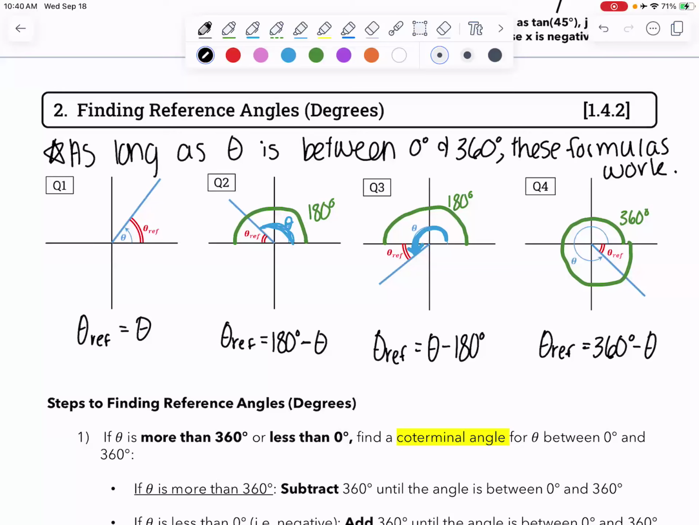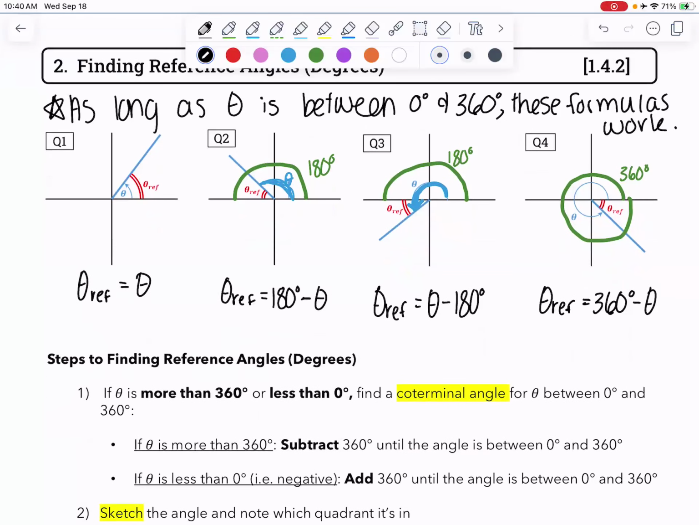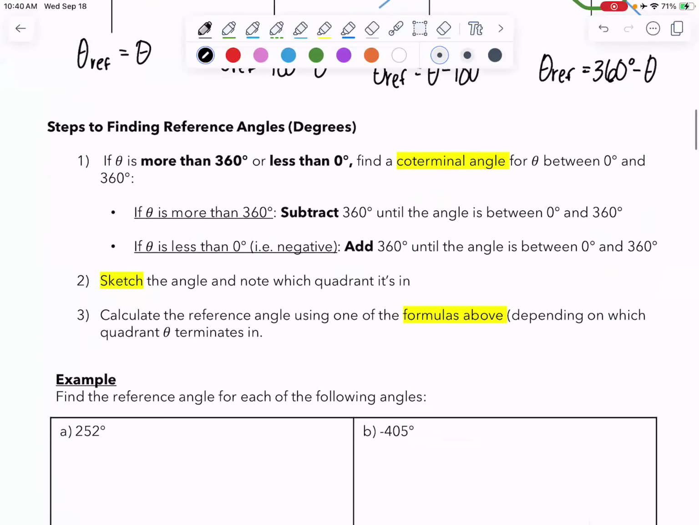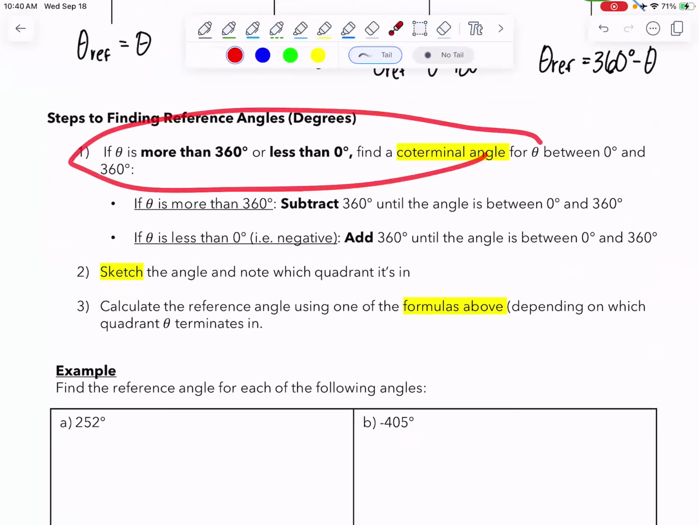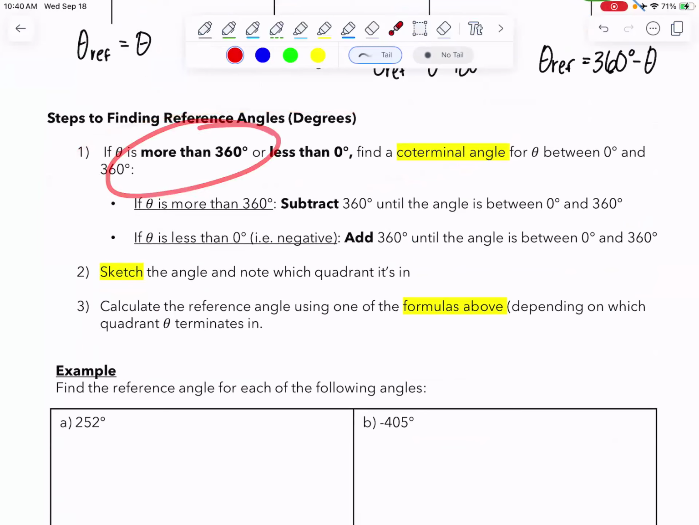Right? So those are the formulas for finding reference angles as long as your theta is between 0 and 360. So here's the deal. If your angle is not between 0 and 360, let's say it's more than 360 or it's less than 0, you need to start by finding a coterminal angle that is between 0 and 360. You need the angle you're working with to be one that is between 0 and 360 to make the math nice. There's ways of doing it without finding the coterminal angle, but you're making life harder for yourself.